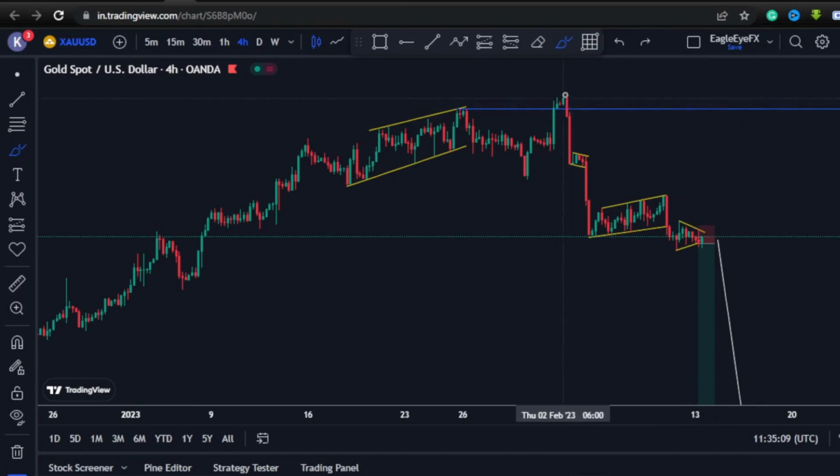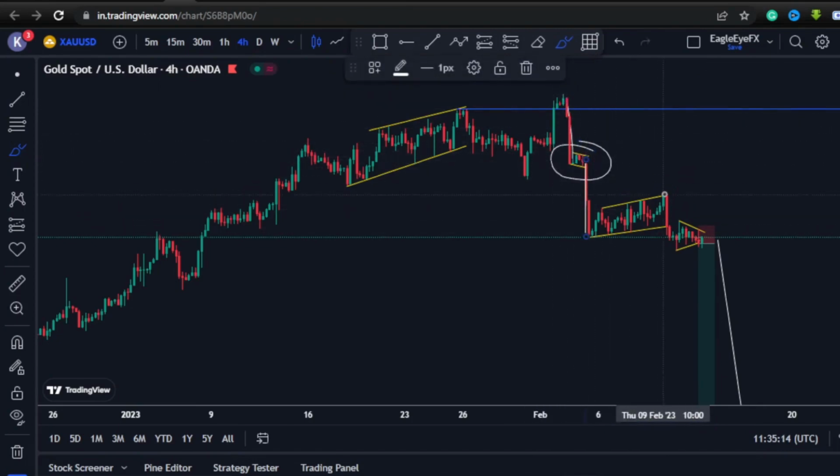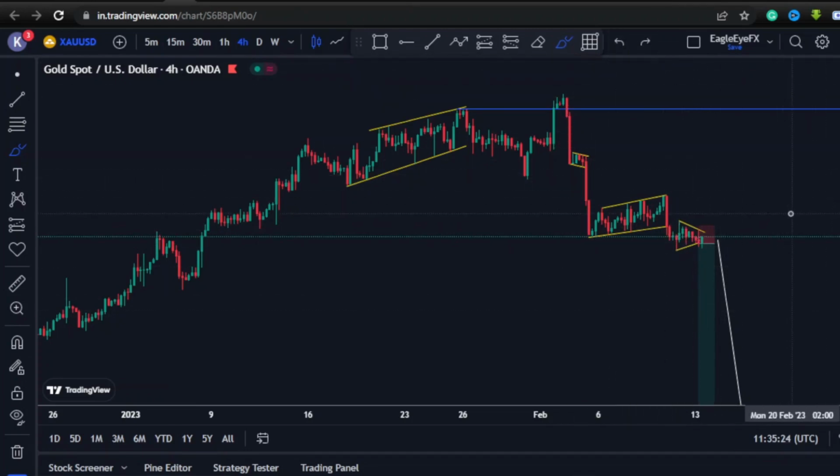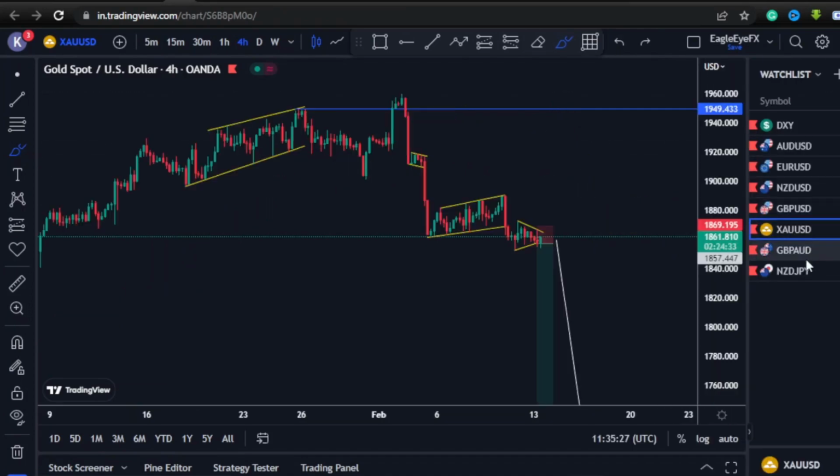So you can see after that what happened: an impulse move. We had our first flag over here, then another impulse move, then we had our second flag over here, we have another impulse move, then now it's consolidating here, of which I'm also looking for opportunities to go to the downside. That's the same case with gold.